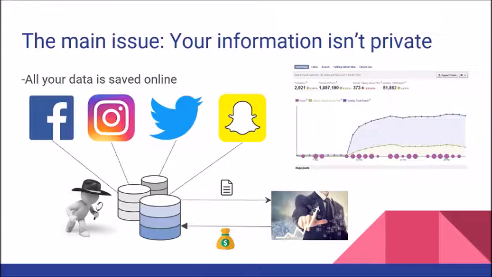So as you can see from the previous video, your information isn't really private. All of your data is saved online, whether that be Facebook, Instagram, Twitter, or even Snapchat. All of it will be saved onto a database. The database is basically controlled by these companies, and what they will do is they will trade this information for money. And on top of that, the businesses that buy this information can use it to their own liking, whether that be marketing or even other business purposes, depending on how they wish to use the information.